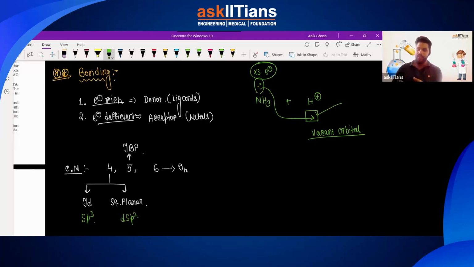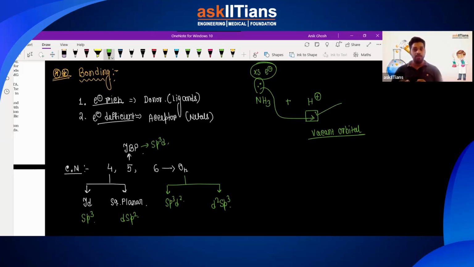How is the d coming? Where is the d coming from? That I'm gonna talk about in the bonding section. When we talk about octahedral, guys, there can be two types of hybridization there. One is sp3d2, which I guess all of us are very much aware of. sp3d2 is octahedral, and sp3d is trigonal bipyramidal. And the other one is d2sp3. This is also octahedral. There can be two types of hybridization that give octahedral geometry, sp3d2 or d2sp3.